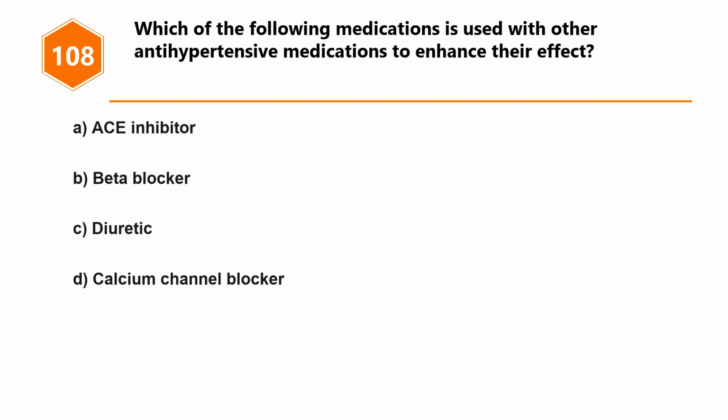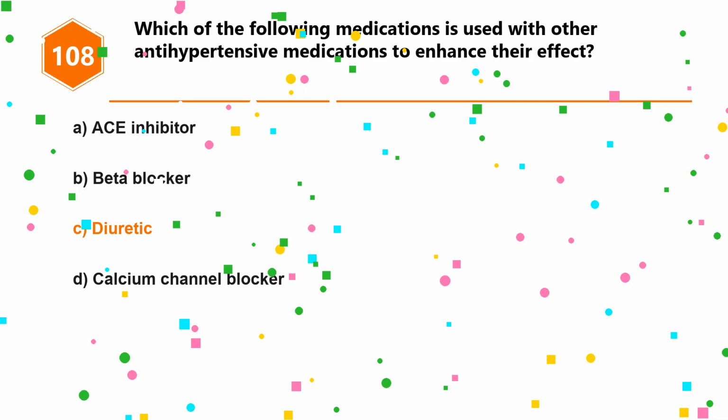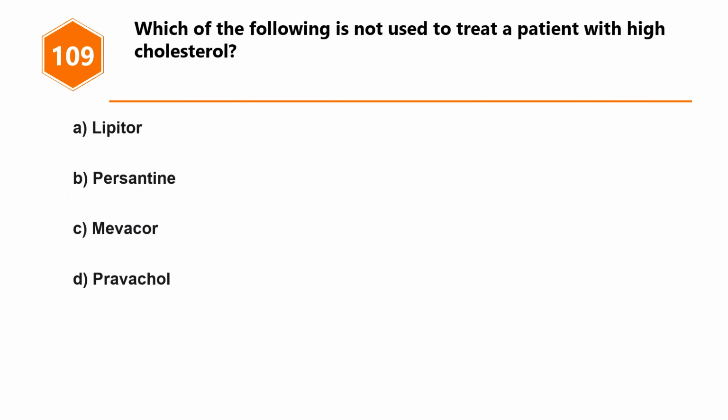Question 108. Which of the following medications is used with other antihypertensive medications to enhance their effect? Option A. ACE inhibitor. Option B. Beta blocker. Option C. Diuretic. Option D. Calcium channel blocker. The correct answer is option C. Diuretic.